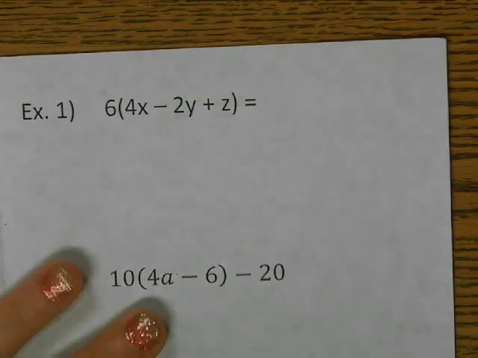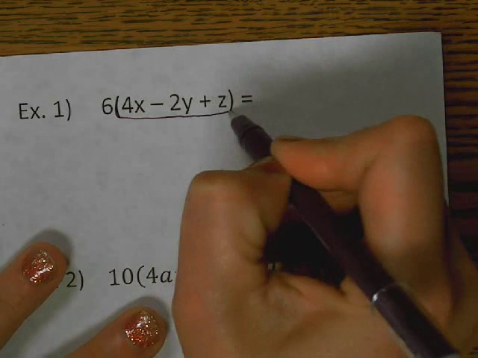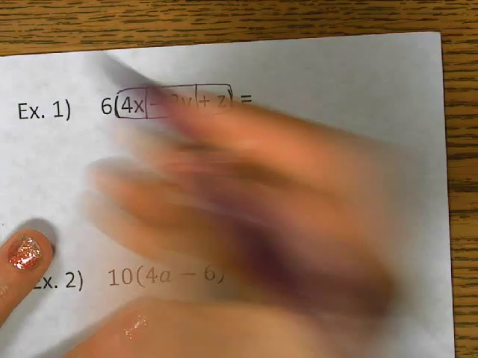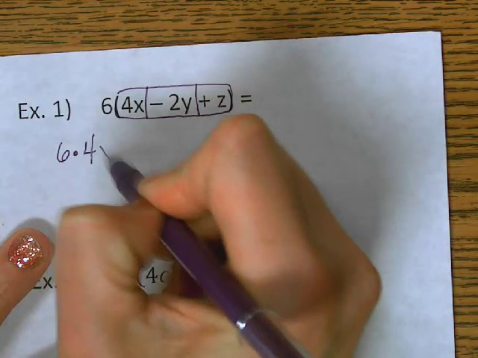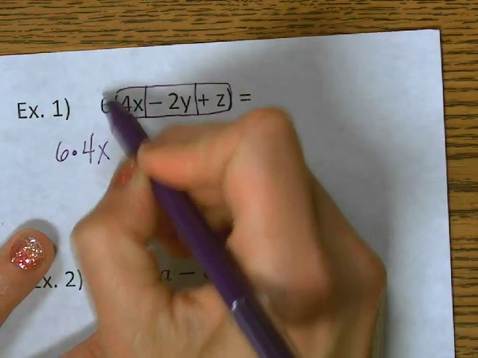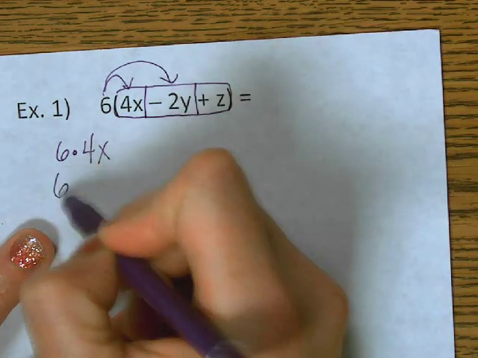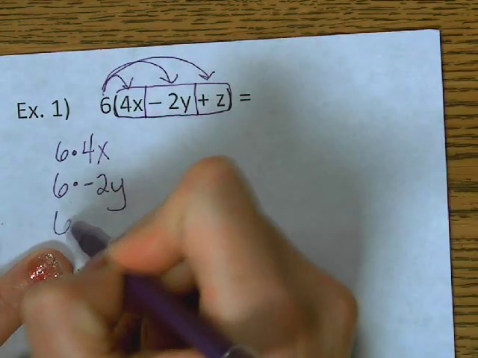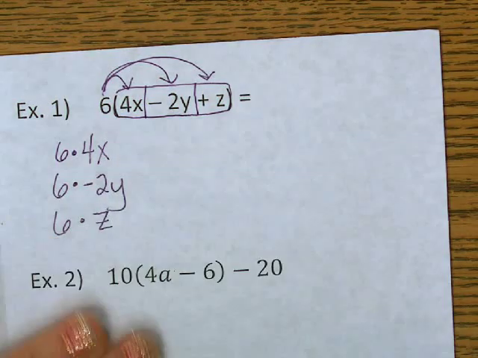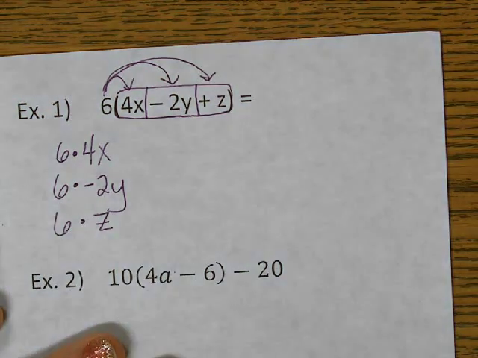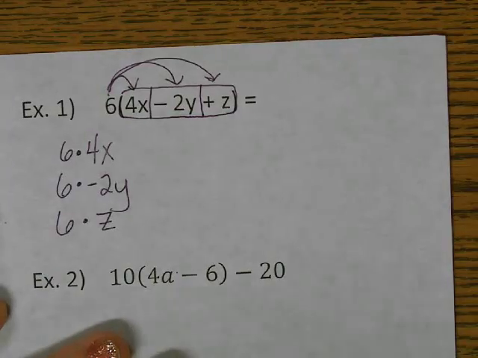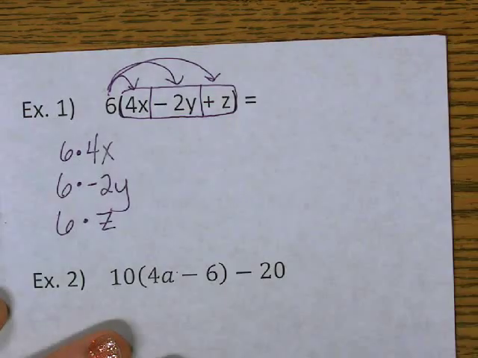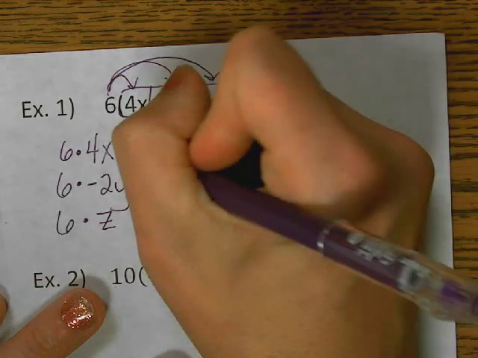And here we go on the first one. We're going to box the inside of the parentheses up. I'm not going to write all the words out here, but I know I'm going to do 6 times 4x. I'm going to do 6 times negative 2y, and I'm going to do 6 times z. Now I'm not writing my multiplication sign using an x because an x looks like the x here, so I made sure I used a dot. You could also use parentheses.